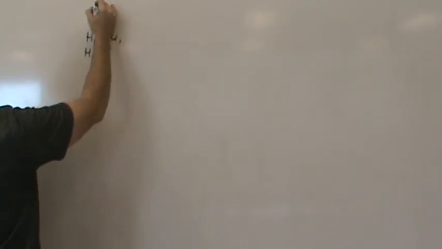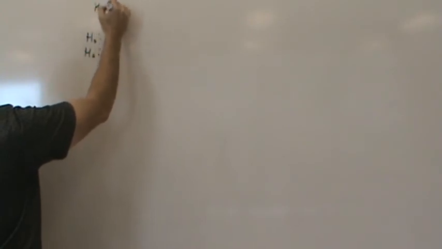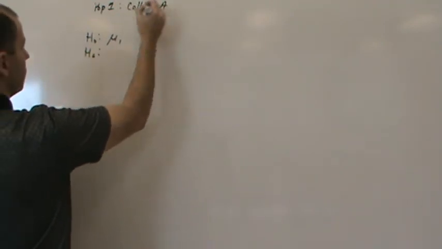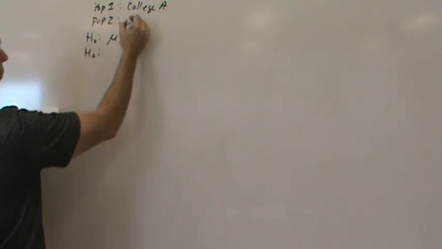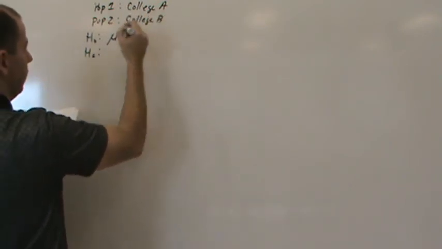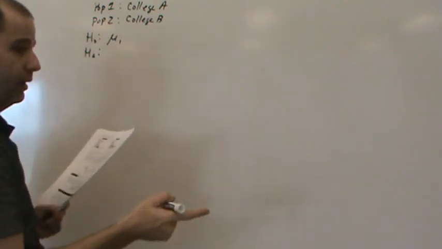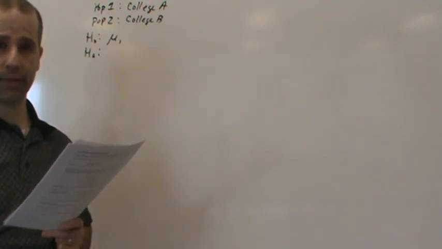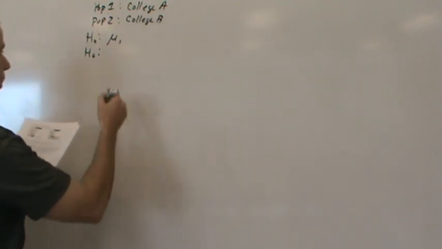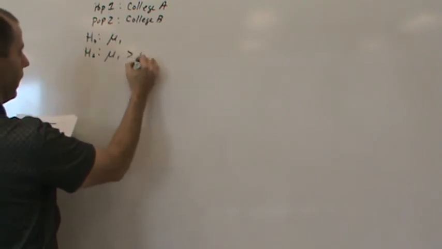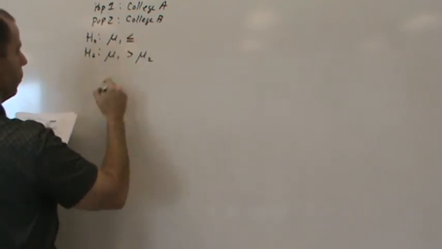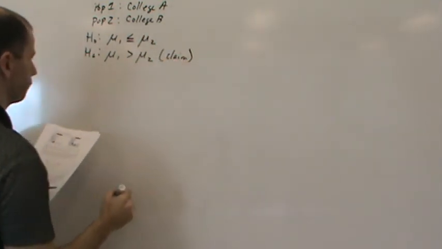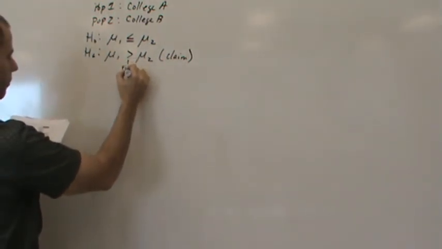So mu1, population 1, is College A, population 2 is College B, and we're saying that the average number of math classes at College A is greater than the average number of math classes that students take at College B. In other words, we're claiming that mu1 is greater than mu2. So that's going to be versus mu1 is less than or equal to mu2, and the claim is the alternative. And it's a right-tailed test.